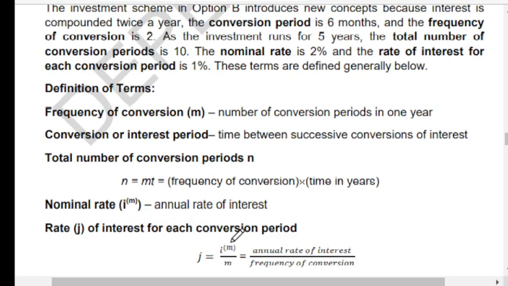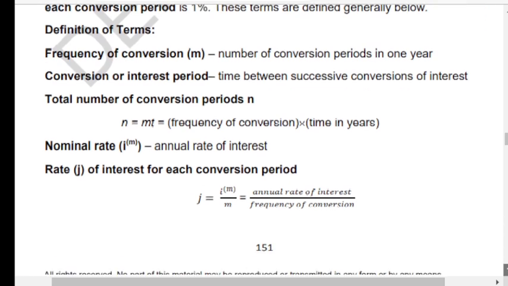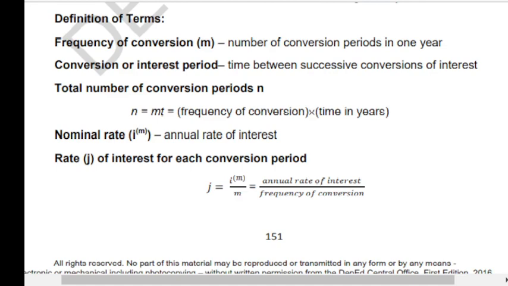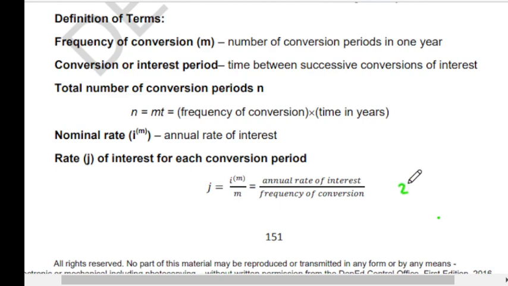It represents the annual rate of interest. Then the rate j of interest for each conversion period is i exponent m over m. It's the annual rate of interest divided by the number of conversion periods, or the frequency of conversion. So our interest earlier was 2%. The 2% is divided by 2, so it becomes 1% in every conversion.